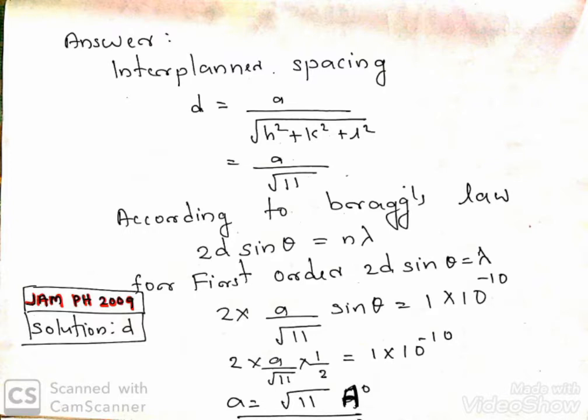11 sin theta equals 1 into 10 raised to minus 10, equal to 2 into a by root 11 into 1 by 2, equal to 1 into 10 raised to minus 10, so a equals root 11 Angstrom. Thus the solution is D.